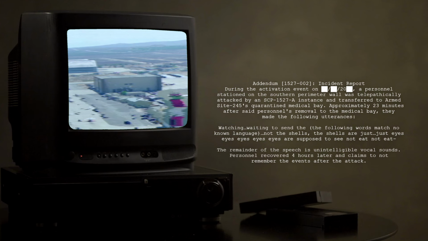Approximately 23 minutes after said personnel's removal to the medical bay, they made the following utterances. Watching. Waiting to send thee. The following words match no known language.